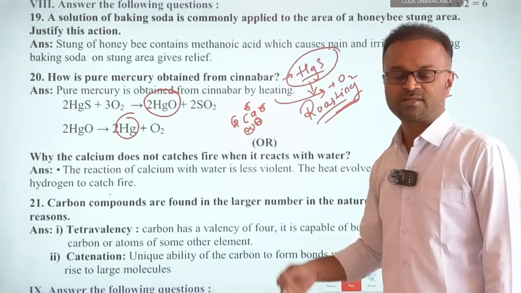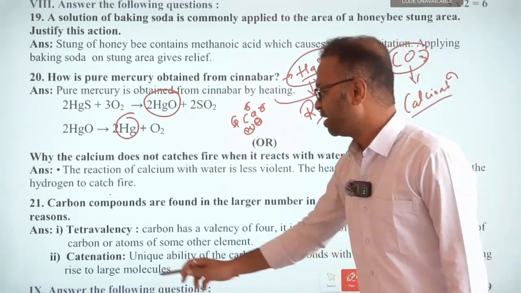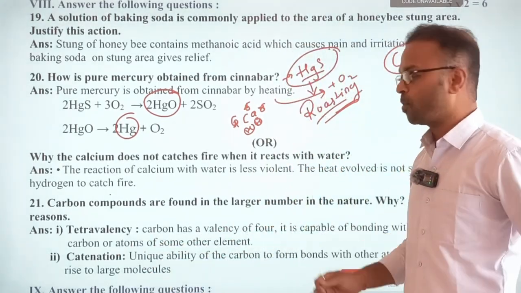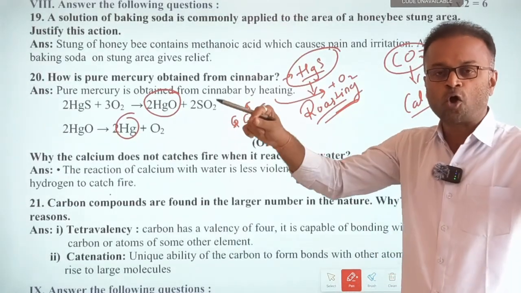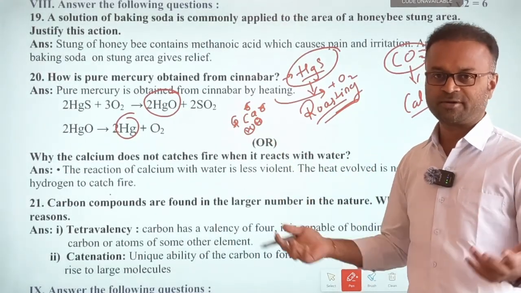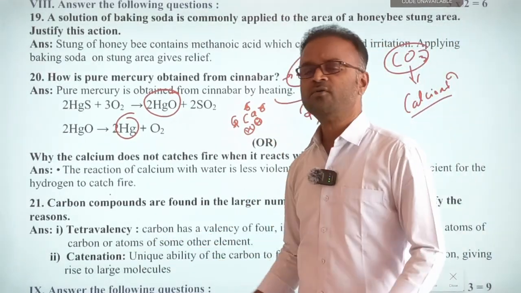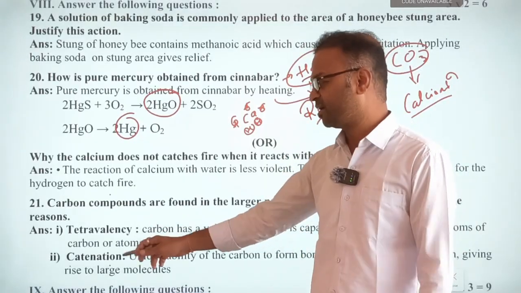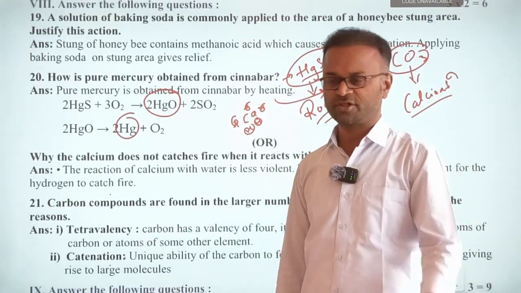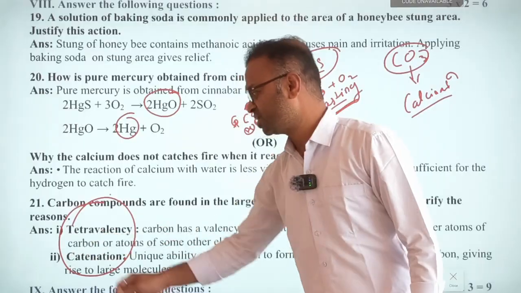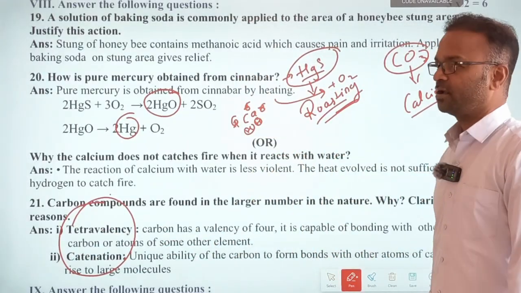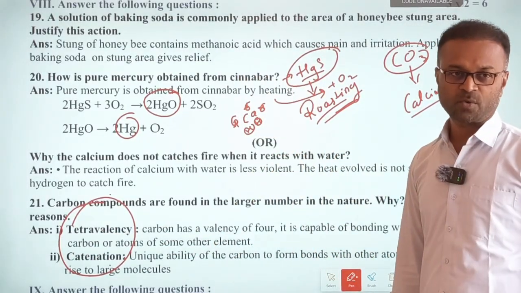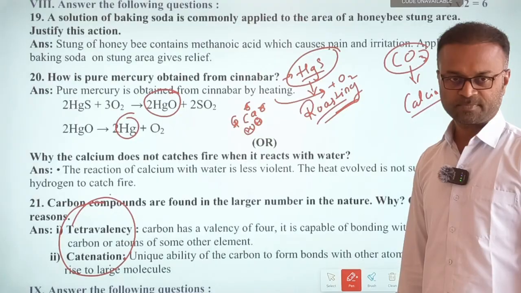That property is called tetravalency. That's why carbon is unique. And catenation: carbon can bond with another carbon atom to form long chain molecules, branched chains or ring structures. That is called catenation. There are 4 properties: tetravalency, catenation, polymerization, and isomerism. So do not forget to mention these 2 properties whenever they ask regarding the unique property of carbon, why it is so. Clear?